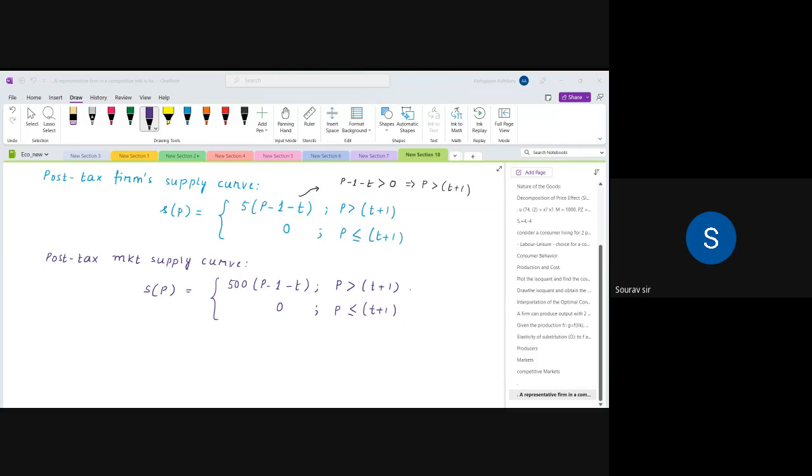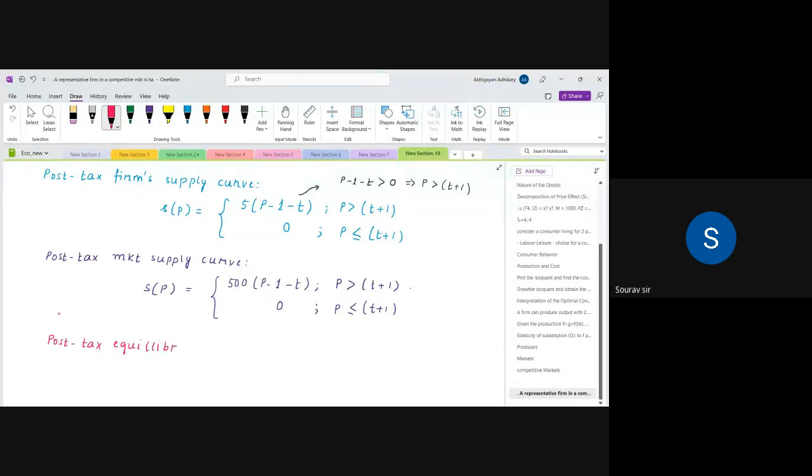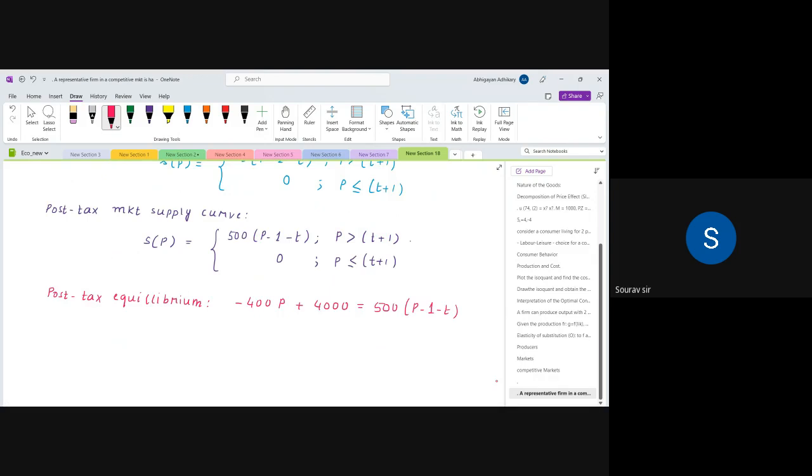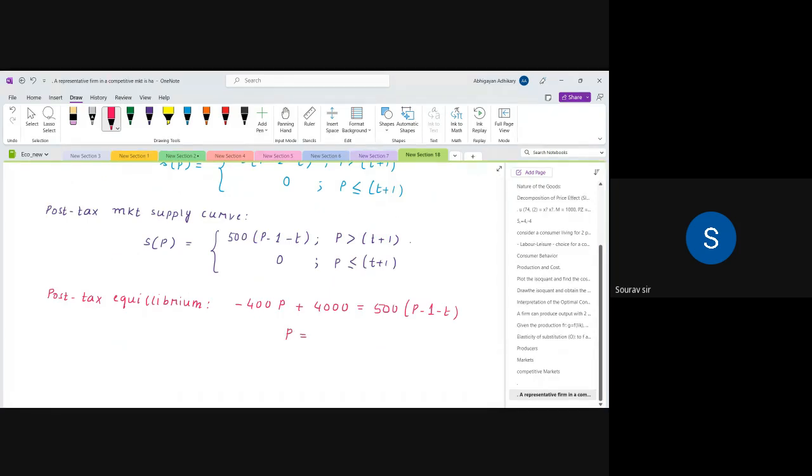So now with this, can we find out the post-tax equilibrium price? Can anyone do that? For the post-tax equilibrium price, we should equate the demand curve to this post-tax market supply curve. So that is minus 400p plus 4000 should be equal to 500 into p minus 1 minus t. Can anyone quickly do the calculation and tell me what result you're getting?